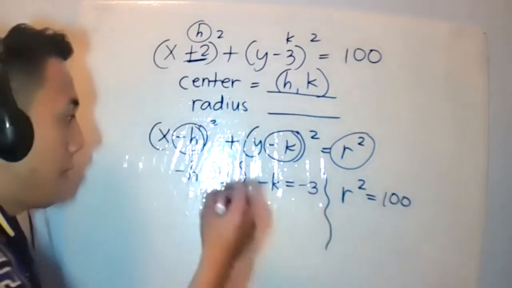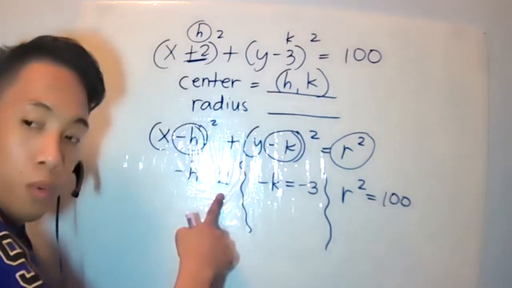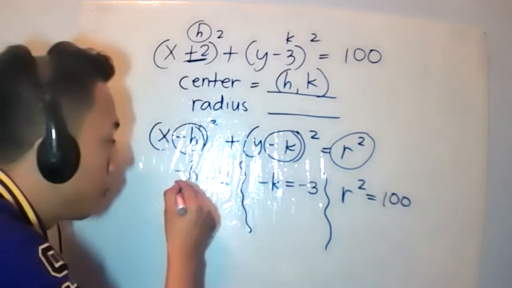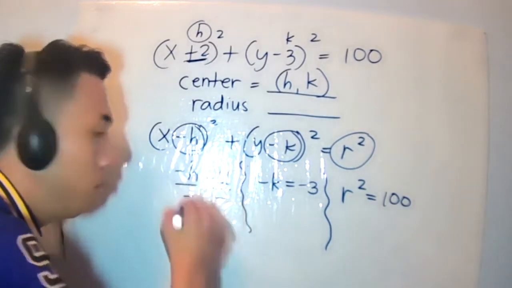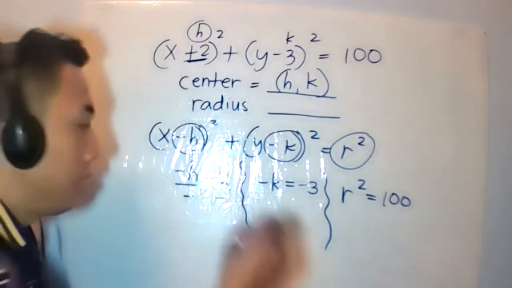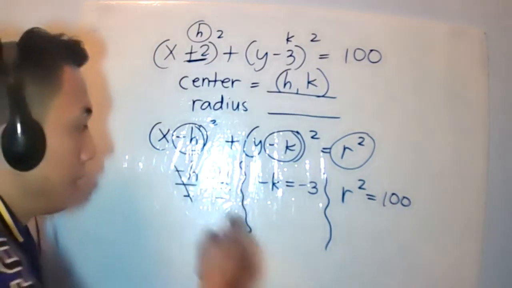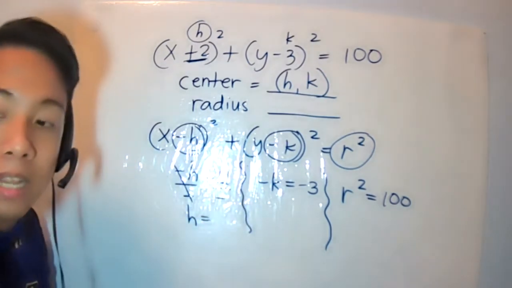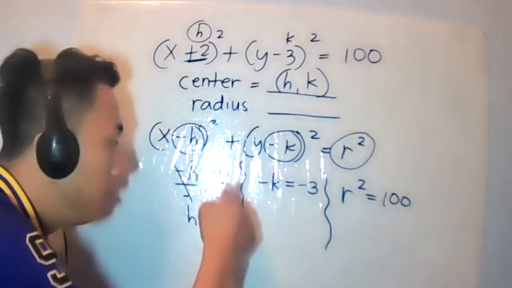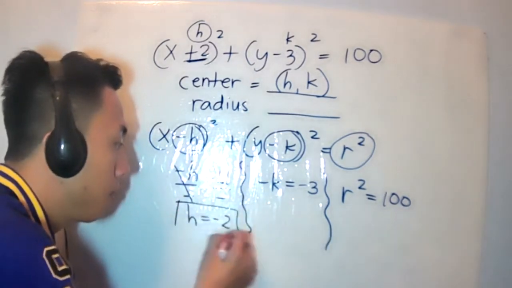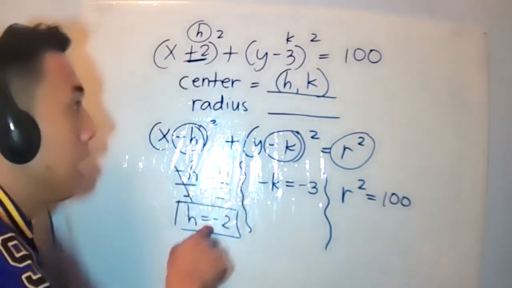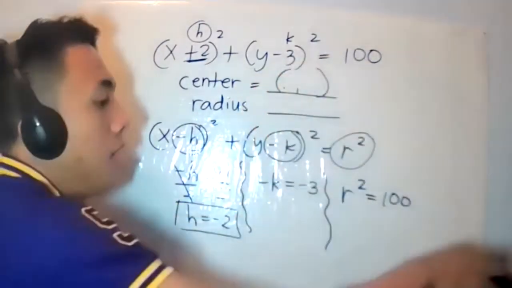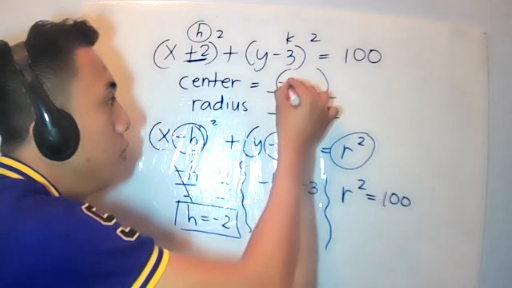Okay? Now, negative h equals 2. Paano natin maaalis yung negative sign sa h? Of course, we will divide both sides by negative 1. So h now will become positive, and 2 divided by negative 1 is negative 2. So ang h natin is negative 2. So change this. Our h now is negative 2.